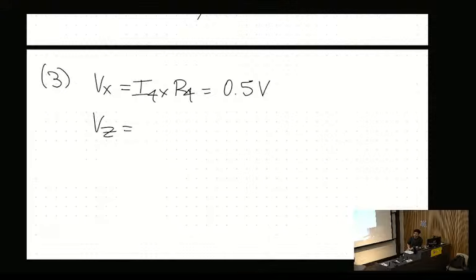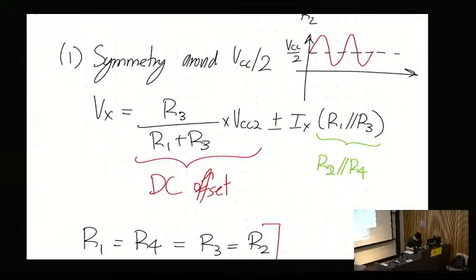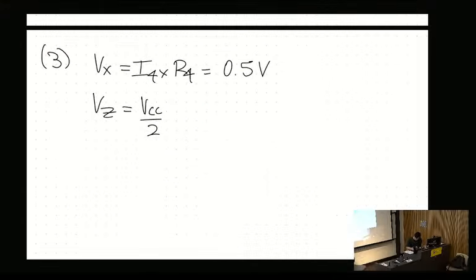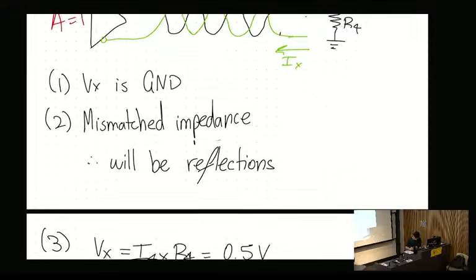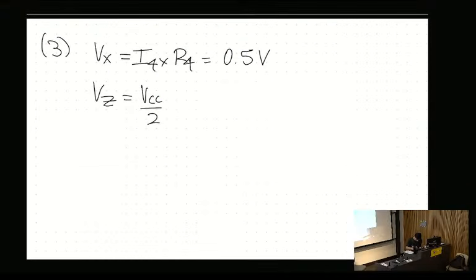Now Vz is basically the same thing we had before. It still has that voltage offset of VCC on 2. If I recall the normal formula we had, and we've set R3 equal to R1, so VCC on 2, and will it be plus or minus current? Minus, right? Because at this node, it's leaving. So minus 10 milliamps multiplied by what resistance?